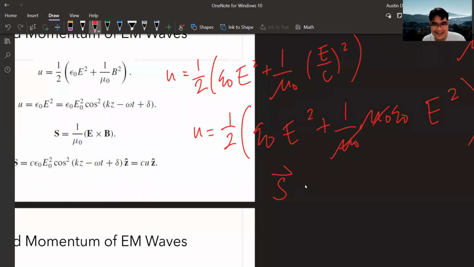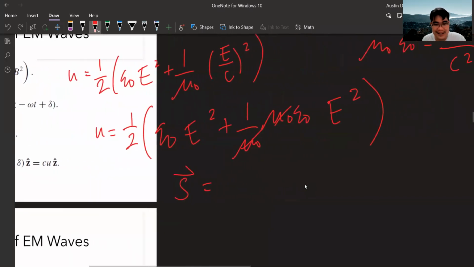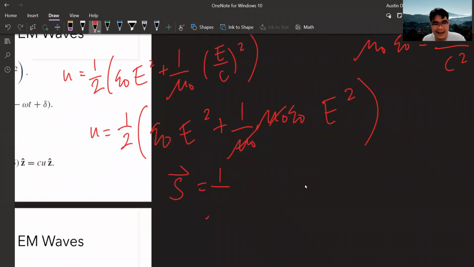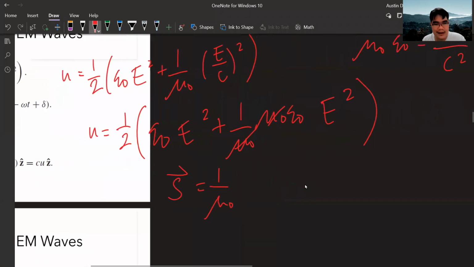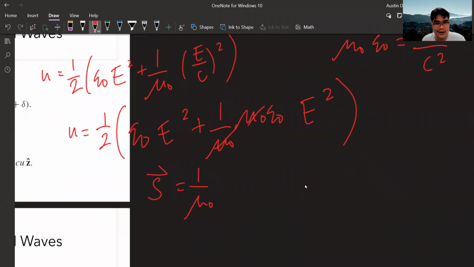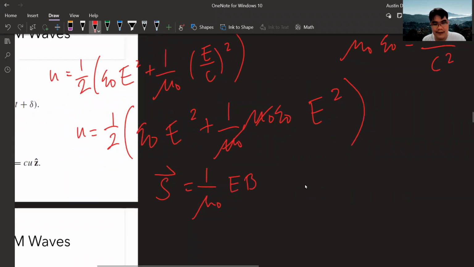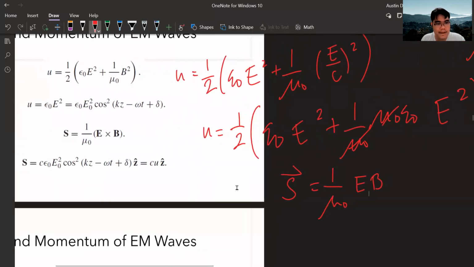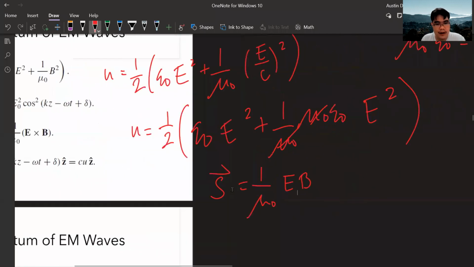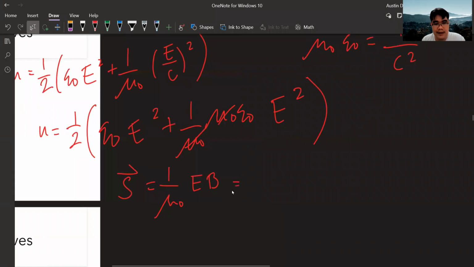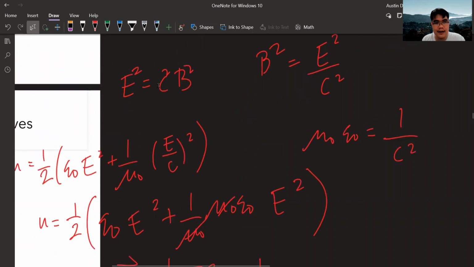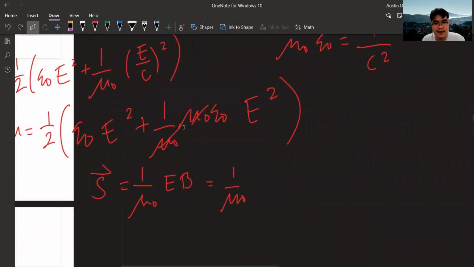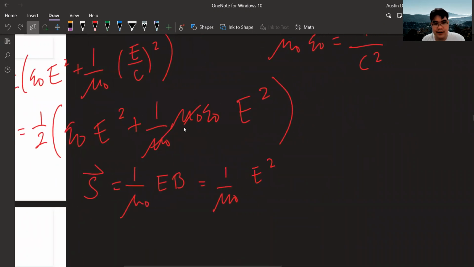Okay, so S. Again, E and B are already perpendicular. So yung cross product mo is simply E times B. Okay? However, let's write down B as E over c. So, E squared over c. Tama?